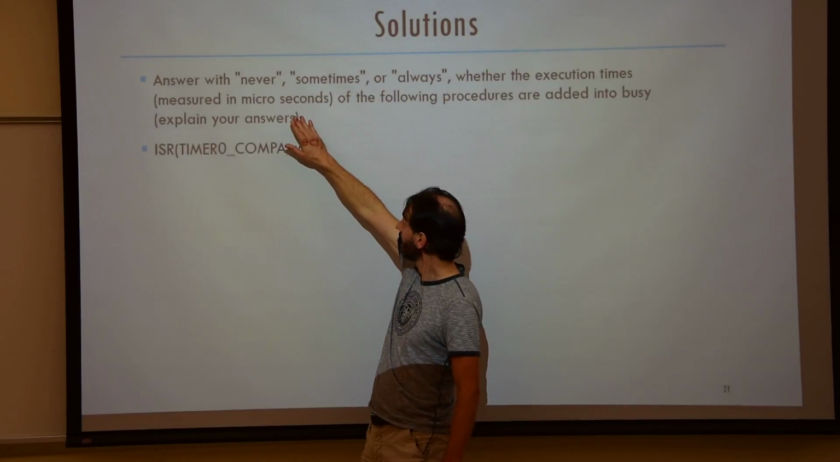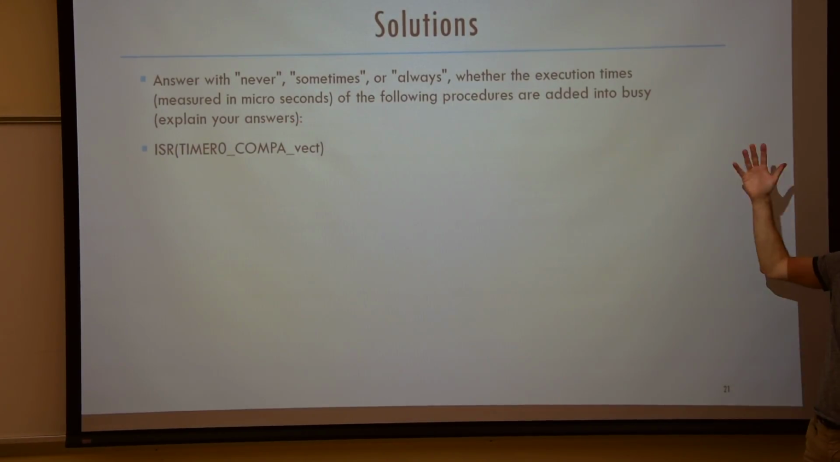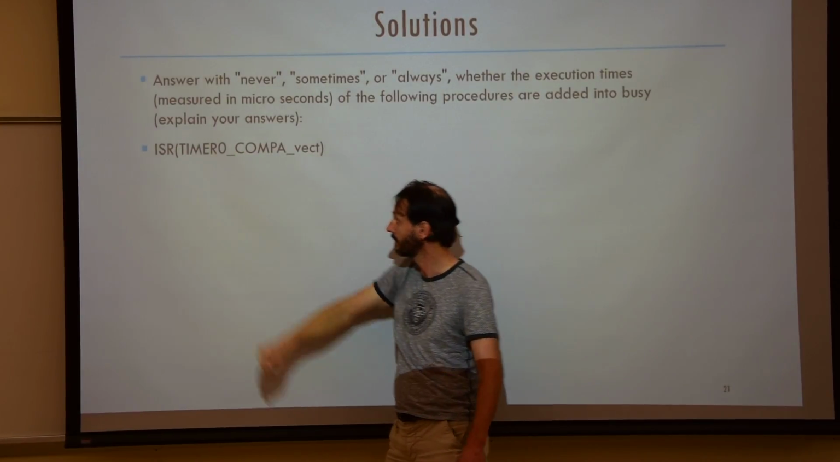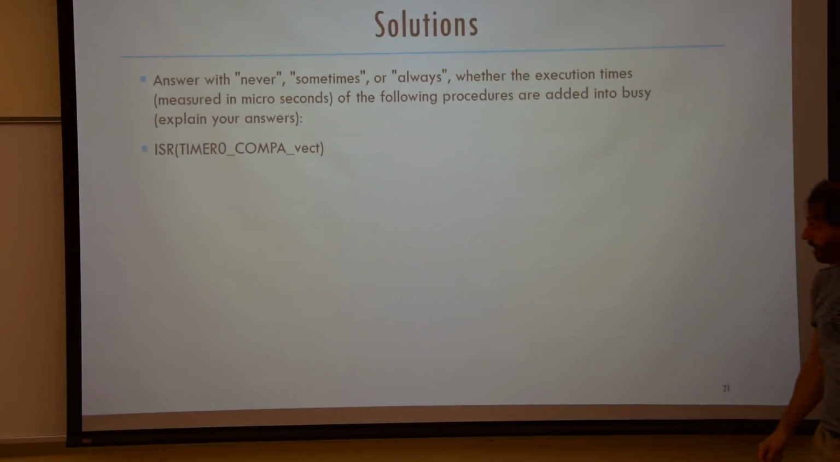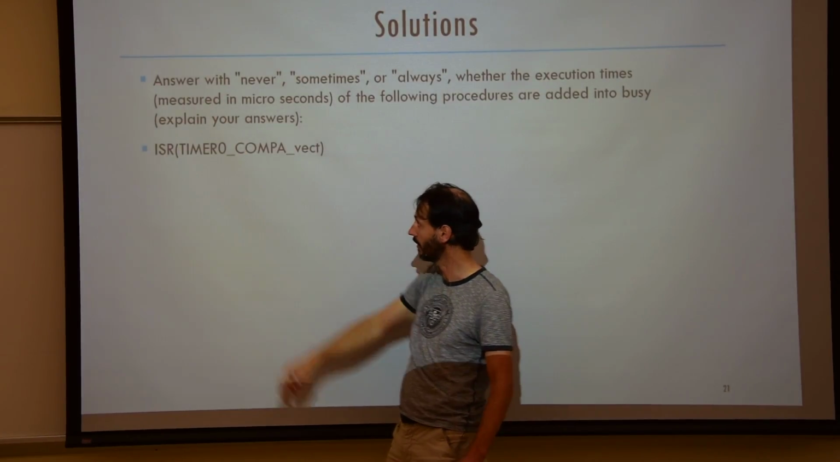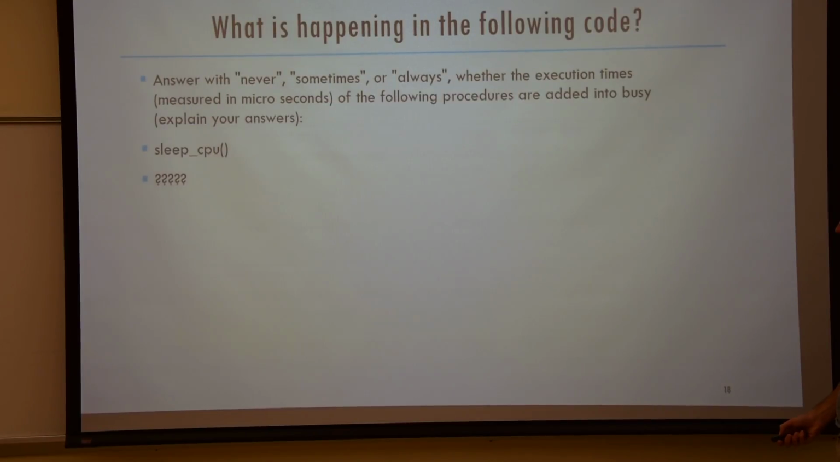I'm interested in the following question. So answer with never, sometimes, or always. Whether the execution time of this, in this particular case, this particular interrupt service routine, is actually included when you incremented the busy signal. So what you measure in the busy signal, the amount of time that lapsed, does it actually include the execution of this ISR of timer 0? So let's have a look back.